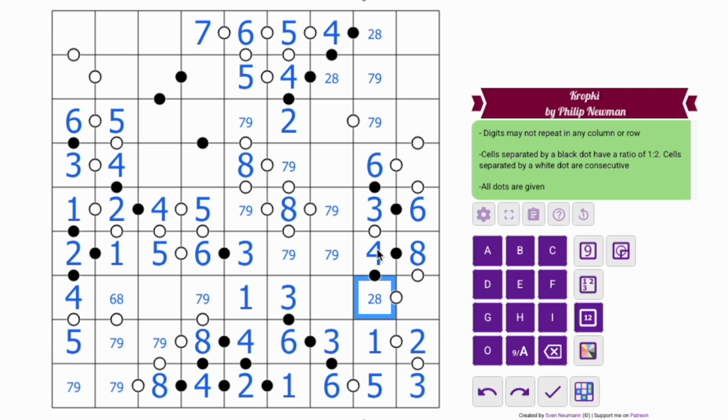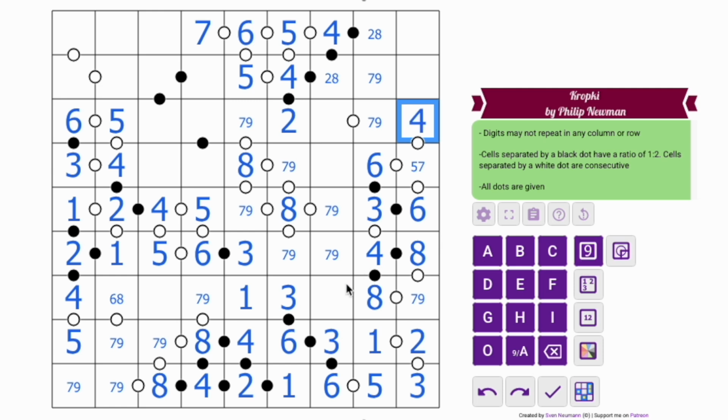4 doubled is 8. This 4 could be halved to 2 or doubled to 8. Either one is fine. But if it's 2, how are we going to put something in between here? We can't. So that's an 8. And this is either 7 or 9 to be next to both of them. 6 is next to 5 or 7. 5 or 7 is next to 4, 6, or 8, but 6 and 8 are accounted for, so it's just a 4.